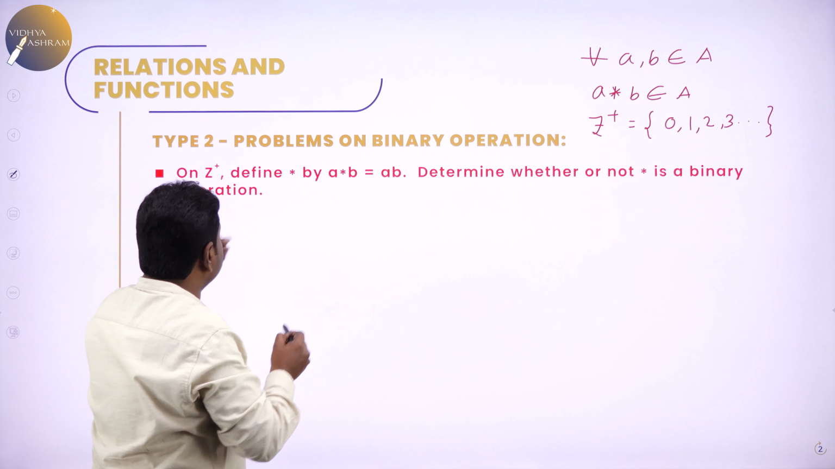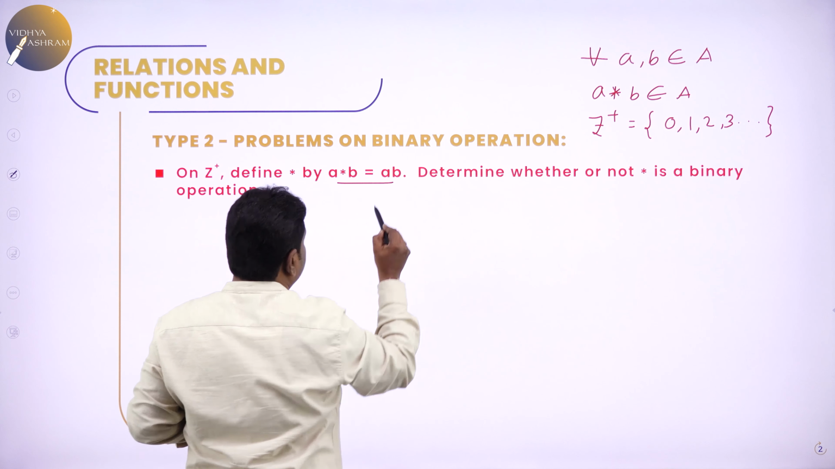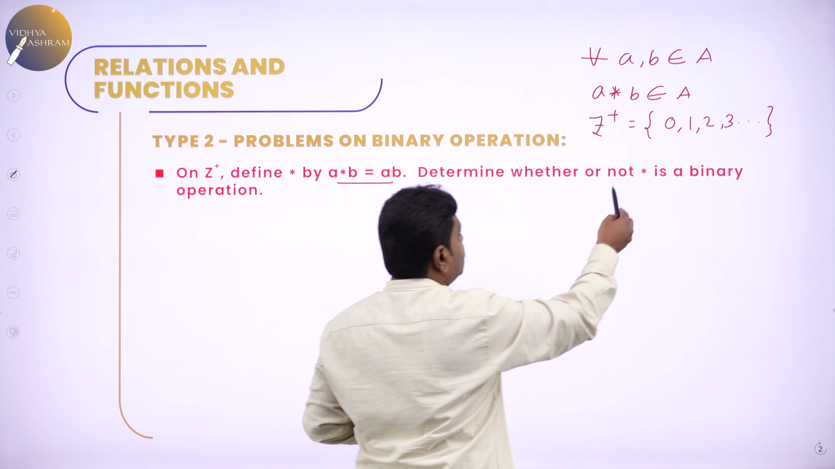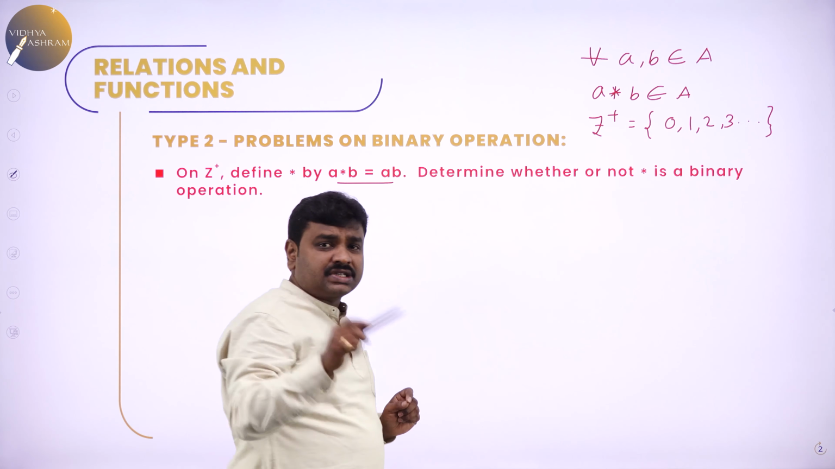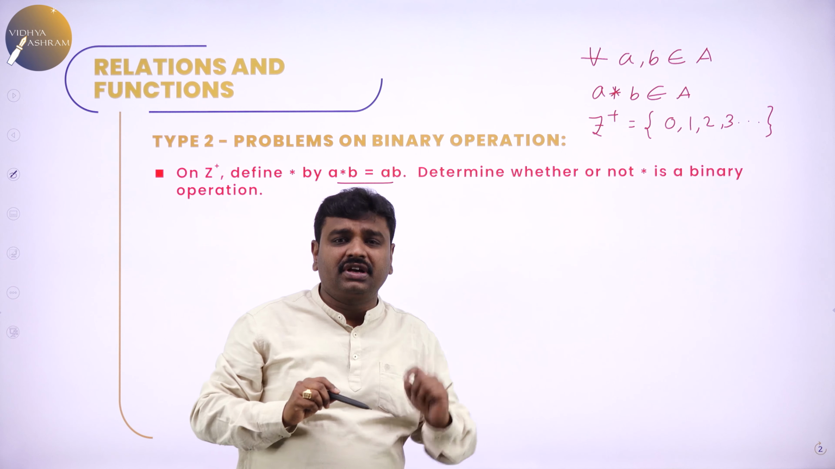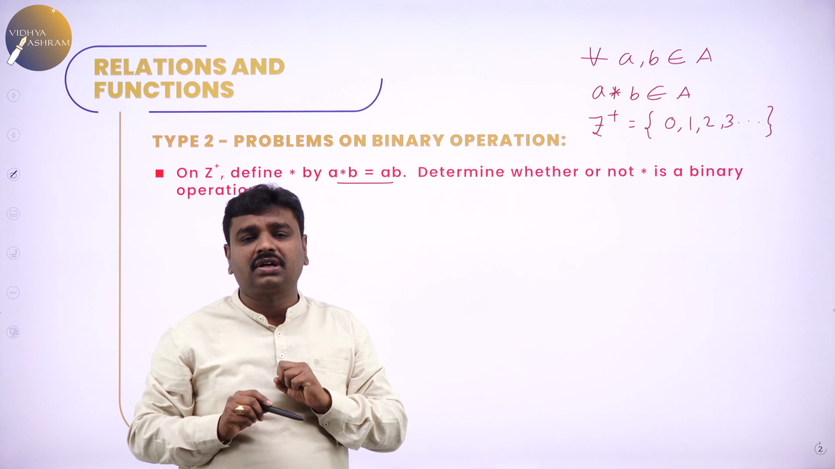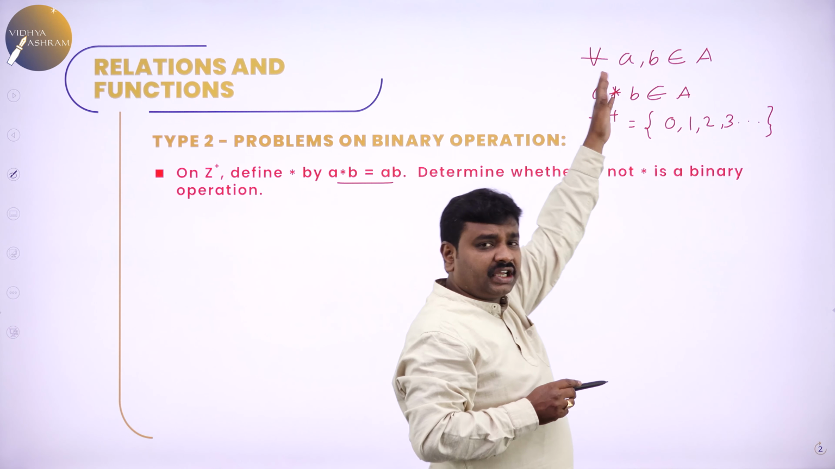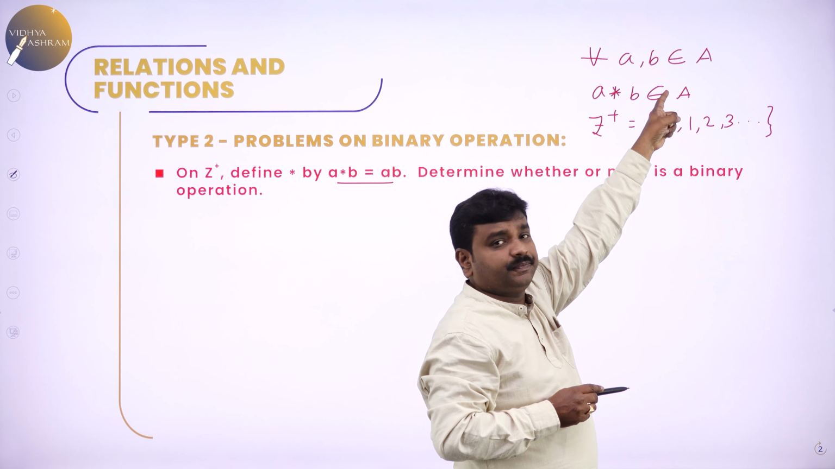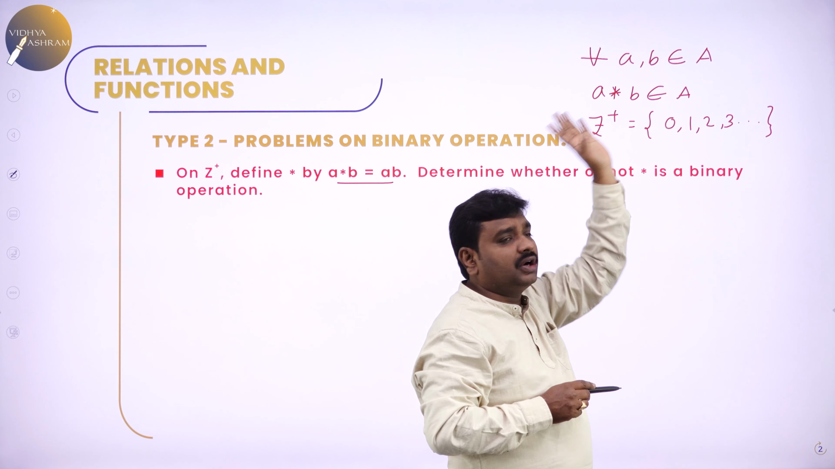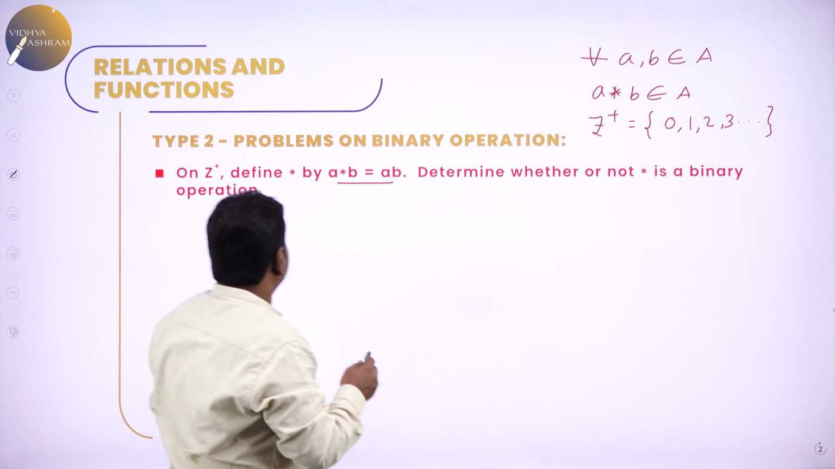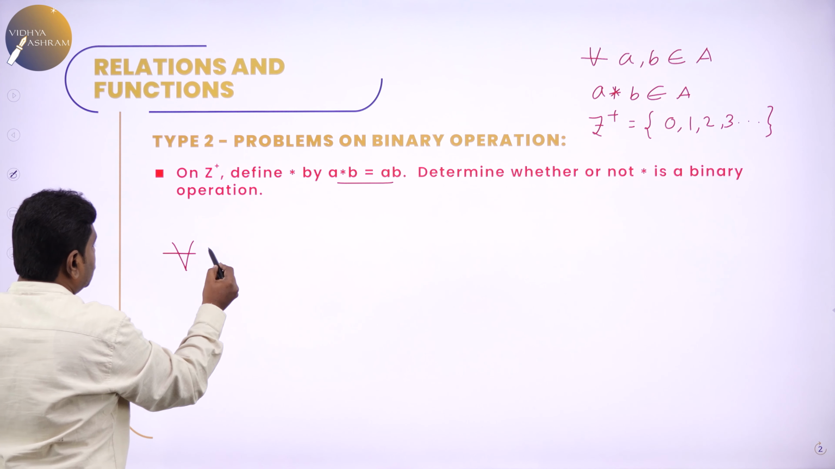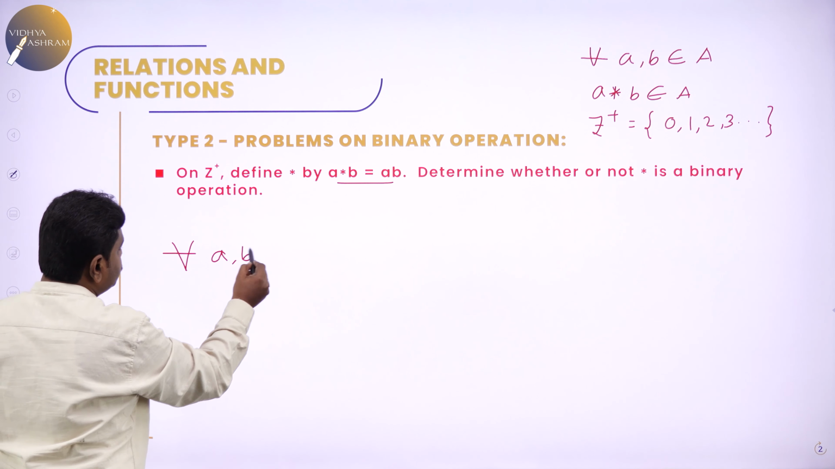So now they told A star B is A into B. A star B is the product of two numbers. Now determine whether star is BO or not. They are asking you to check whether the given star operation is a binary operation or not. What is meant by binary? Take any two elements from the set, operate them, and the result should belong to the same set. Here you take any two elements, for all A comma B belongs to Z plus.